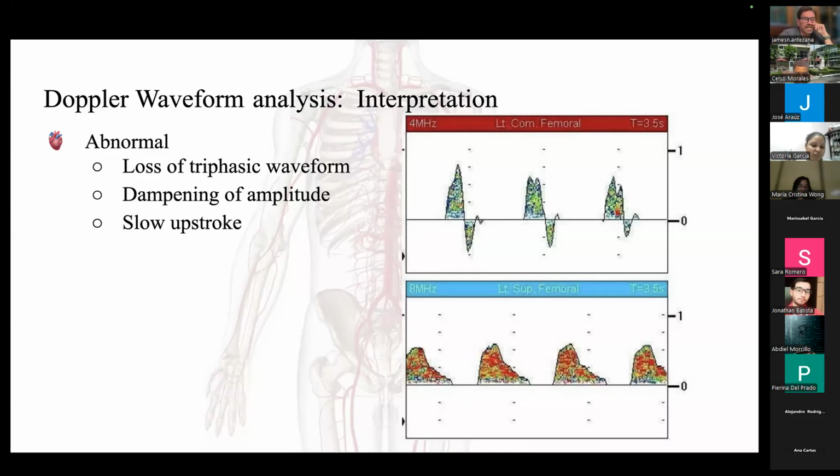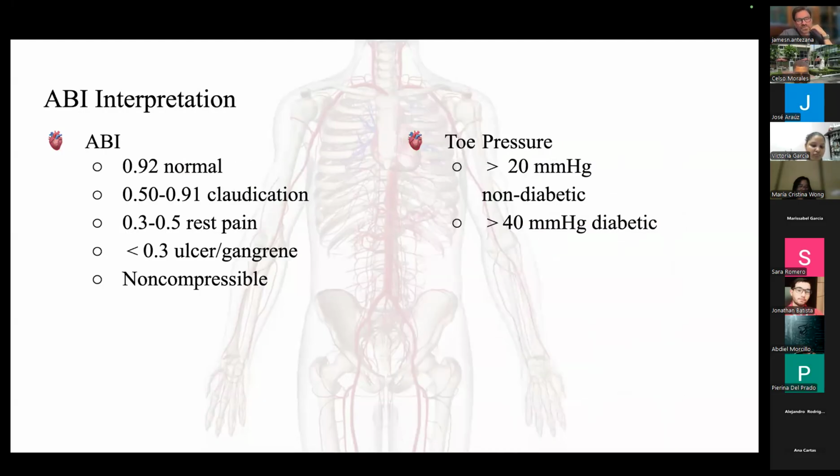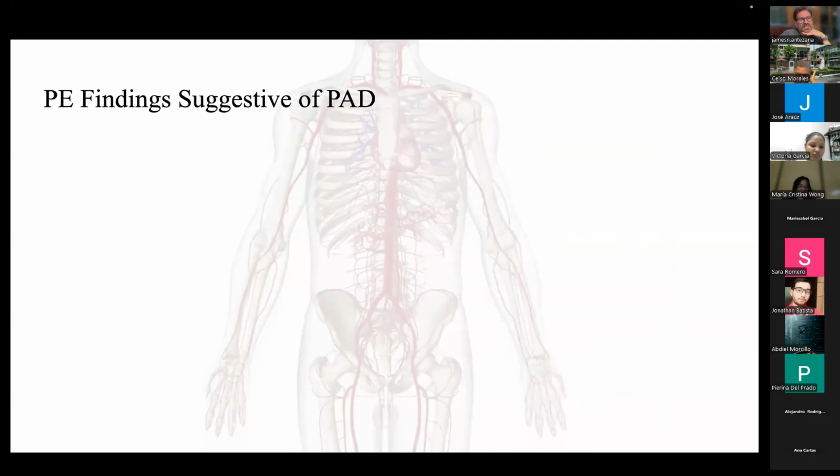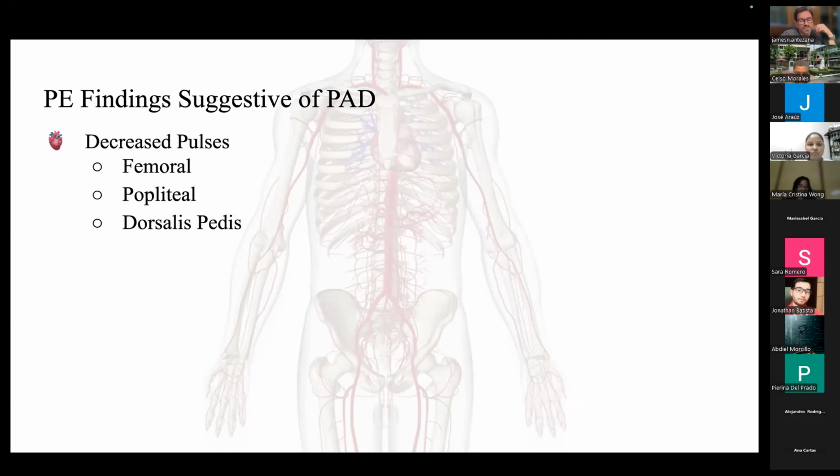Okay. ABI interpretation, we're not going to go through this again, but you guys have gotten that twice. Your physical findings that suggest PAD: decreased pulses in the femoral, the popliteal, the dorsalis pedis. When you're feeling pulses in a normal person, you're going to feel pulses. If you guys practice and feel your own legs, you're going to feel normal pulses. That's what you're looking for. The more normal you feel, the more abnormal you'll be able to detect.